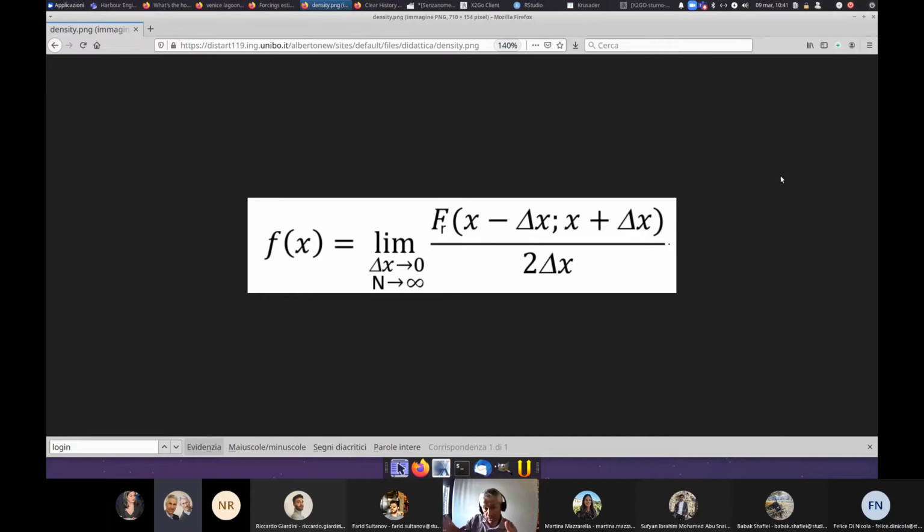And just keep in mind that in this formula that you see on the screen, the length of the interval was called 2 delta x. In our case it is 0.1. Okay, so basically it's clear to you? Yes, yes, yes. Very clear.